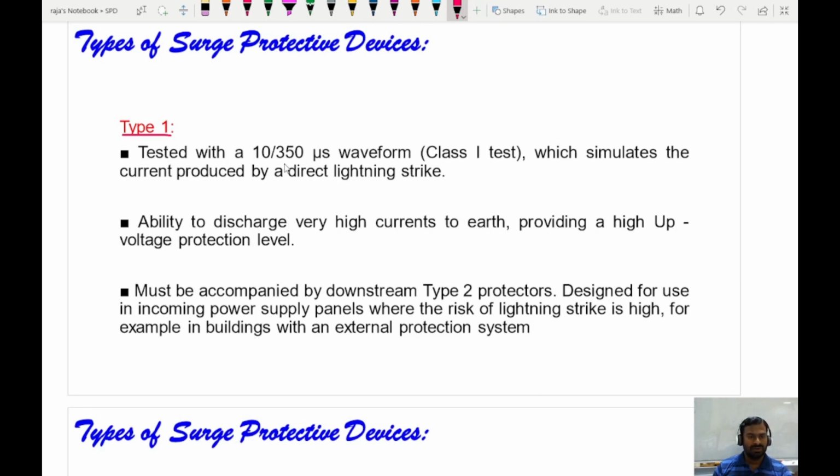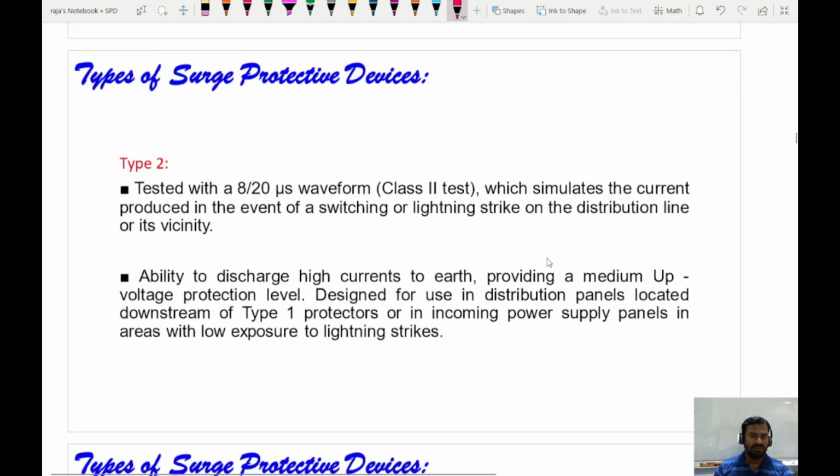So the type 1 surge protective devices are tested with the 10/350 microsecond waveform, because these are going to be used in lightning-prone or lightning strike areas, and these devices should be able to discharge this high current during lightning or because of these high voltage strikes. They have the ability to discharge very high current to earth, providing a high voltage protection level, and must be accompanied by a downstream type 2 protector. The type 2 devices are used where we have an indirect strike, 8/20 microsecond waveforms, and they are tested with these values. This is also accompanied with lightning strike and the distribution line where the indirect strike could happen.